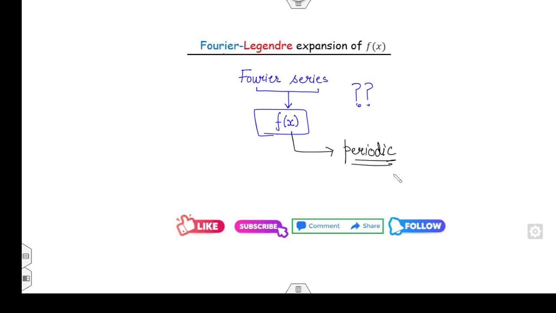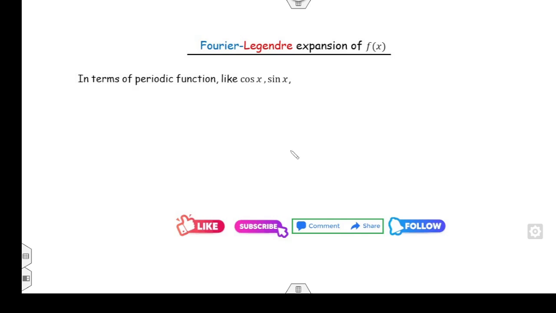So I can assume a periodic function like cos x and sin x. Then you can write any function f(x) by using the expression a naught plus summation a_n cos nx plus b_n sin nx.